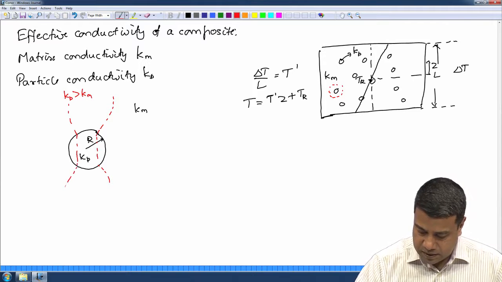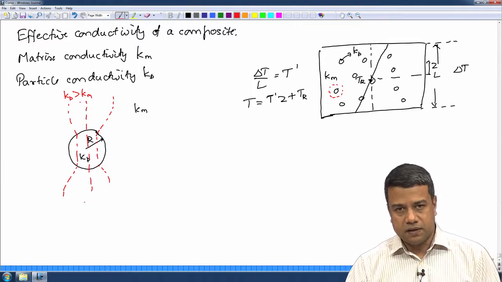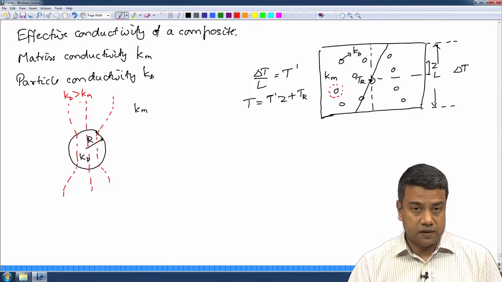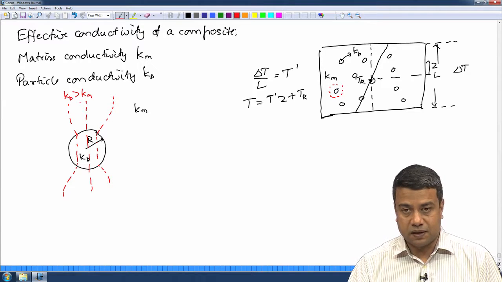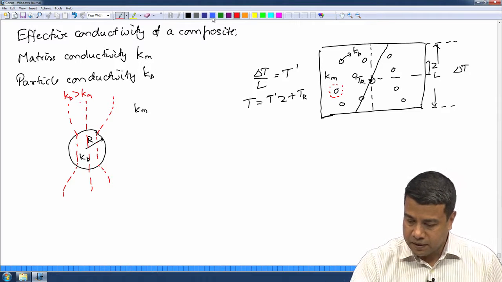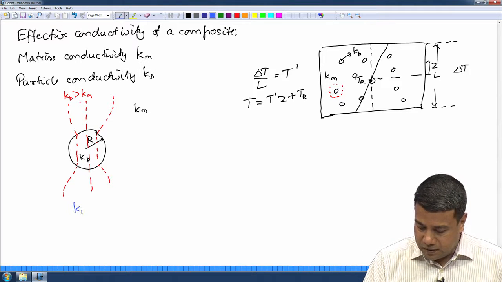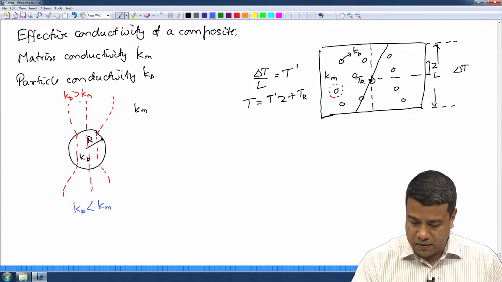Because this has a greater conductivity, it conducts heat more efficiently. So, the flux lines would go through the particle if the particle conductivity were greater than the matrix conductivity. On the other hand, if it were the other way around, the flux lines would actually go around the particle.